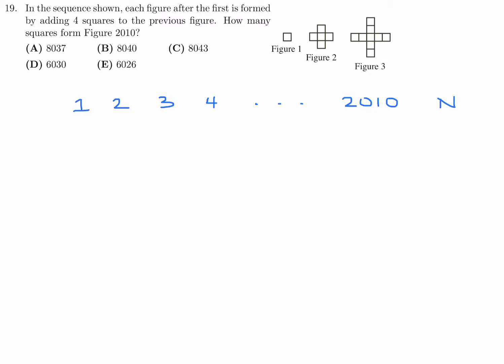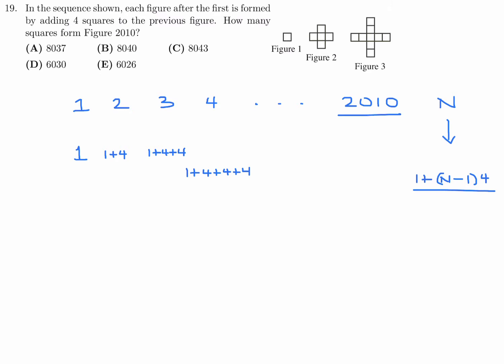The first figure, there's just one square. Next figure, it's 1 plus 4. Next figure, it's 1 plus 4 plus 4. So each time you're adding 4. So the fourth figure would be 1 plus 4 plus 4 plus 4. So generally speaking, for any n, the number of squares would be 1 plus (n minus 1) times 4. And you can see that is definitely going to be the general formula.